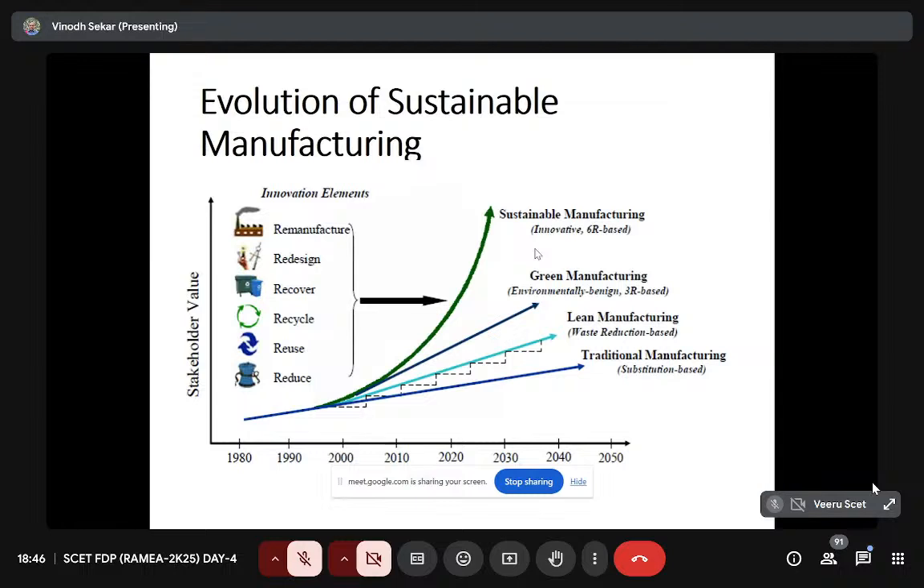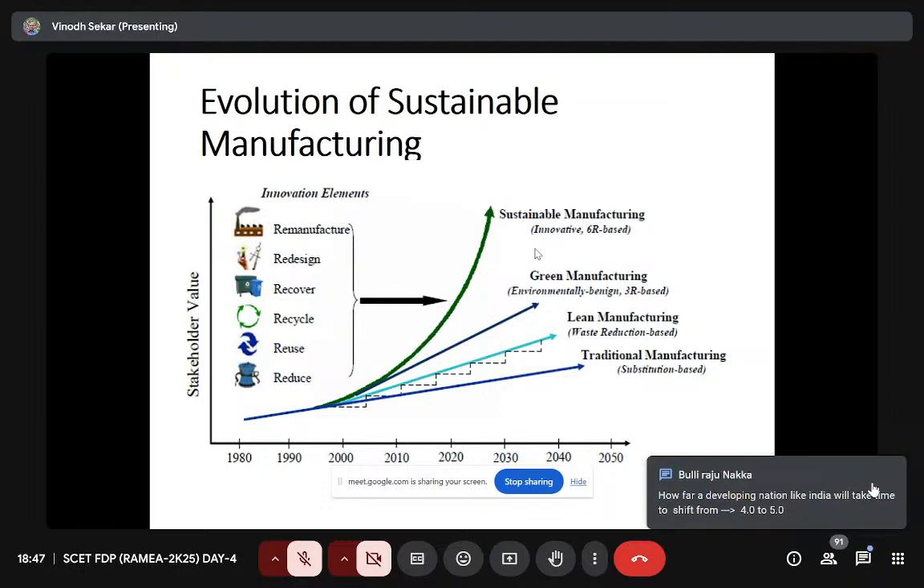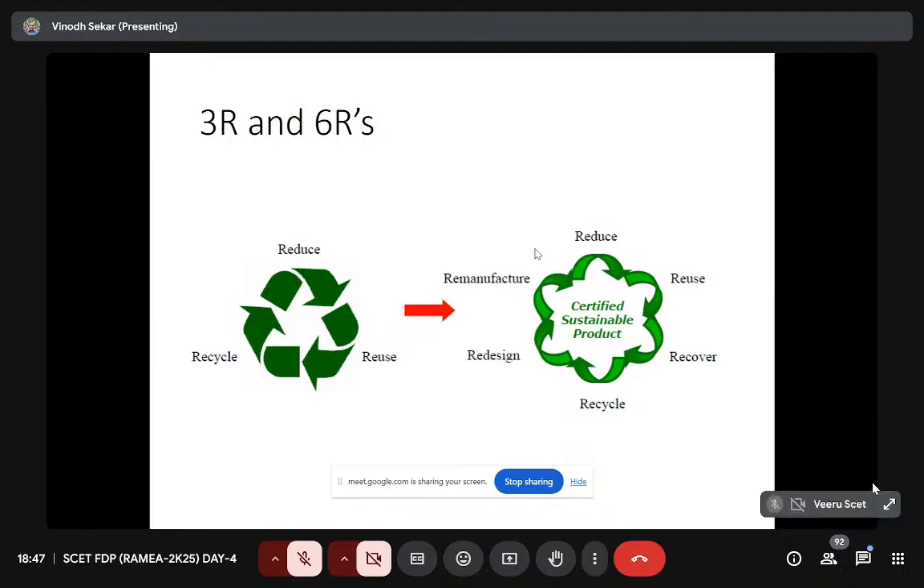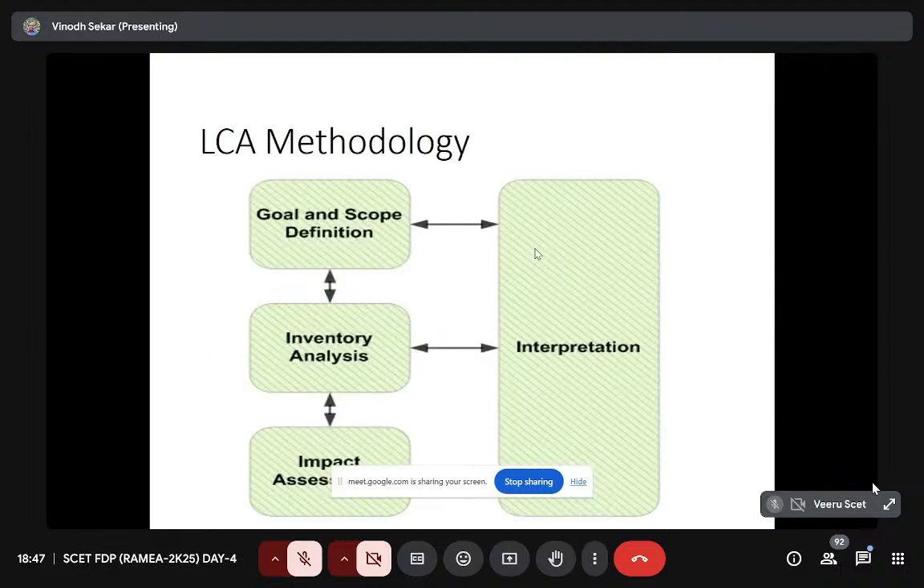Sustainable manufacturing is about an innovative and creative system where the focus is on 6R. Then we have the additional 3Rs: recovery, reverse design, and reverse manufacturing. So this difference is helping us to develop the sustainable manufacturing system with the various innovation elements, and the stakeholder value also enhances across the time frame. And the difference between the 3Rs and 6Rs: the primary 3Rs are reduce, reuse, and recycle, and the additional 3Rs are recovery, reverse design, and reverse manufacturing.